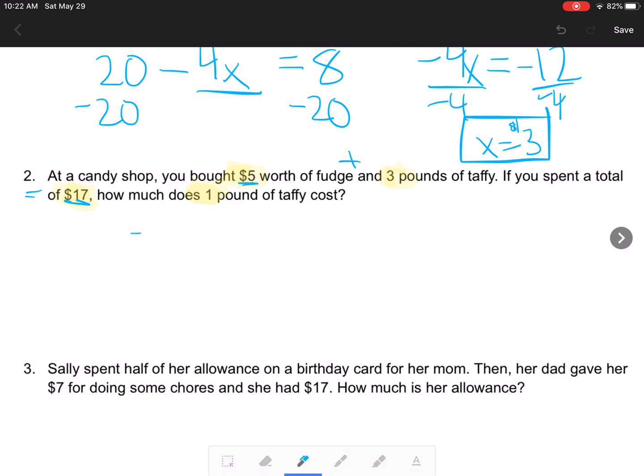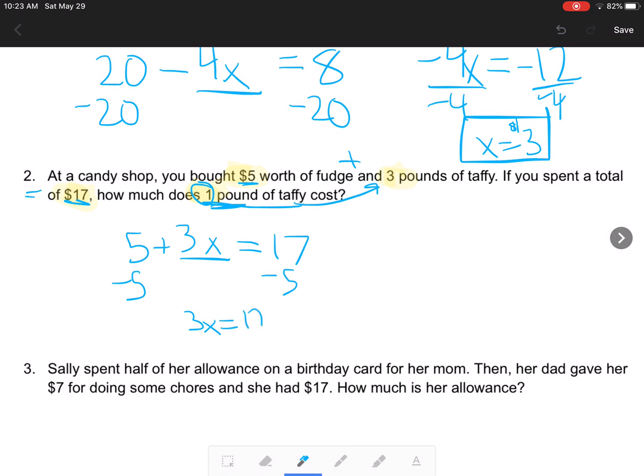So again, what I'm seeing here is 5 plus something is equal to 17. Now, we want to know how much one of these costs. So odds are this is giving us a hint that this has something to do with our coefficient. So 3 is our coefficient, and then x is our unknown. And that's how much the 1 pound of taffy cost. All right, well, we now have a two-step equation. We can solve it. Subtract 5. 3x is equal to 12. Divide by 3. And x equals 4. And so x is a pound of taffy. And therefore, 1 pound of taffy costs $4.